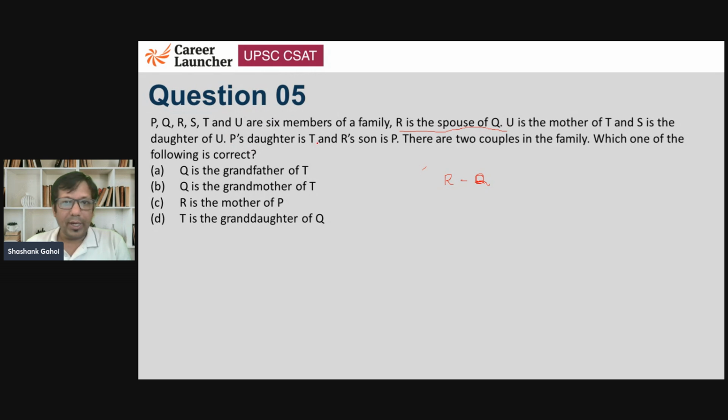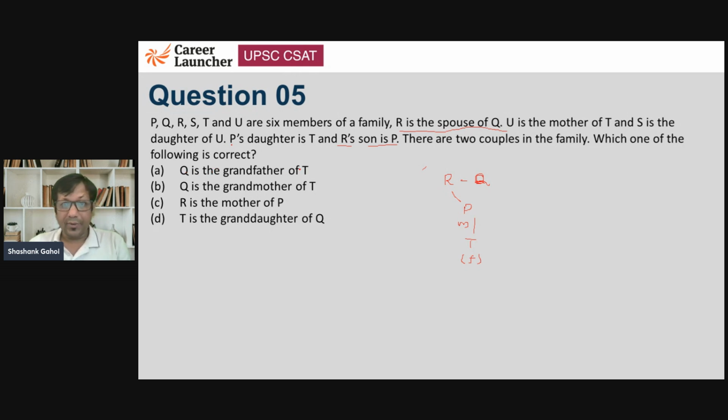Now let's look at any relation between R and other people. It says that R's son is P, so P is male. P's daughter is T, so T has to be female. This is what I mean. Now, I'm not going to do anything else.